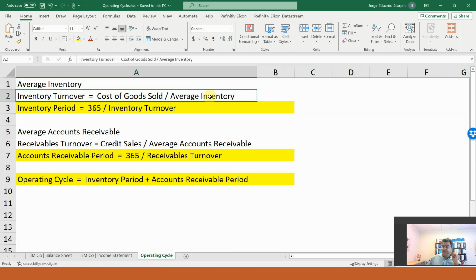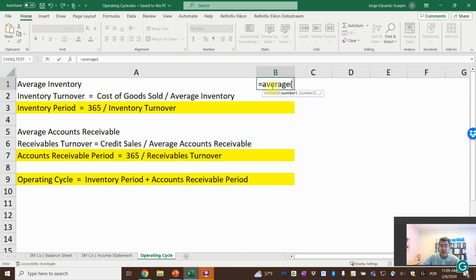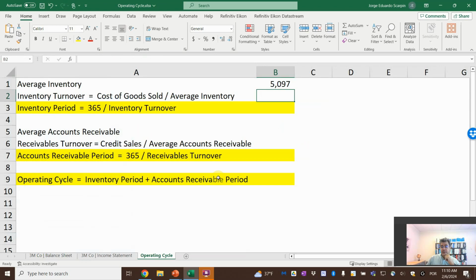So here we have another issue, the average inventory. So I create a cell for the average inventory. It will be easier. So average, and usually for the average we collect only 2 years. So that is why I have the 2 years here. So average inventory, total inventory here. So $5,000. So the number is in millions, but 5,000 is the number that we get.